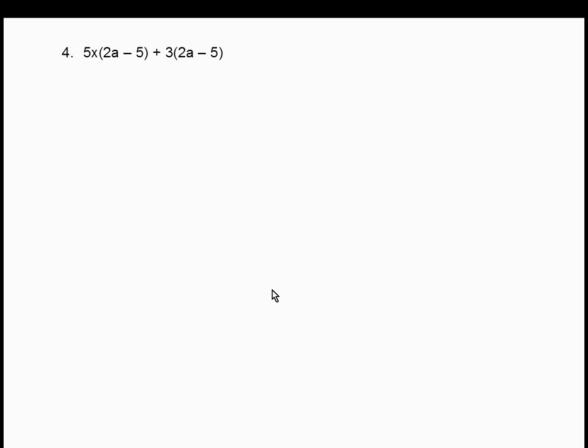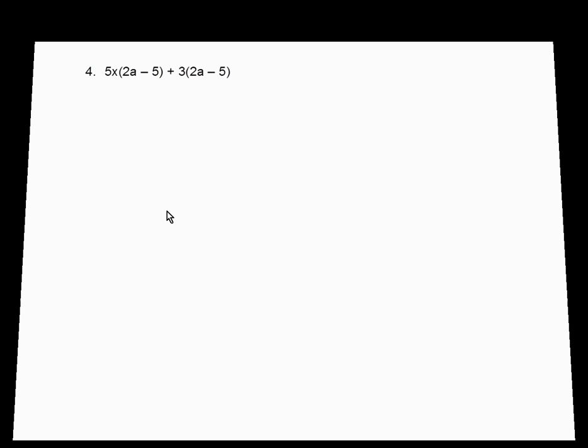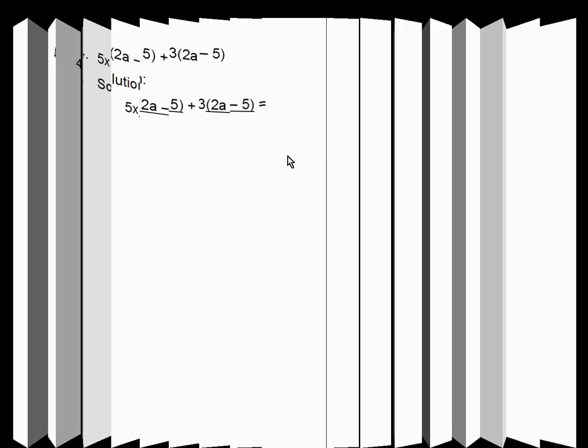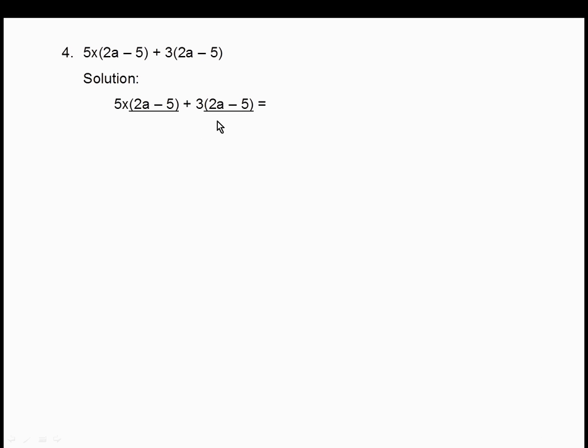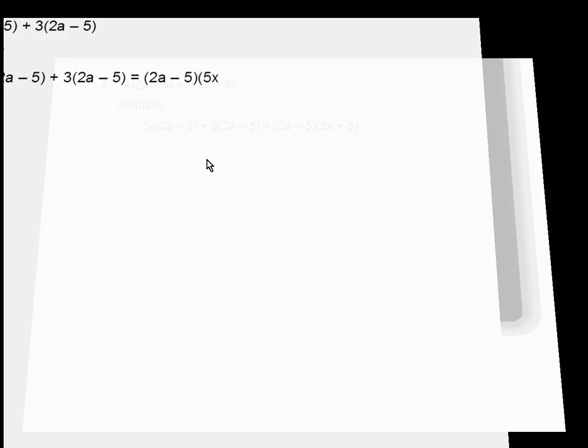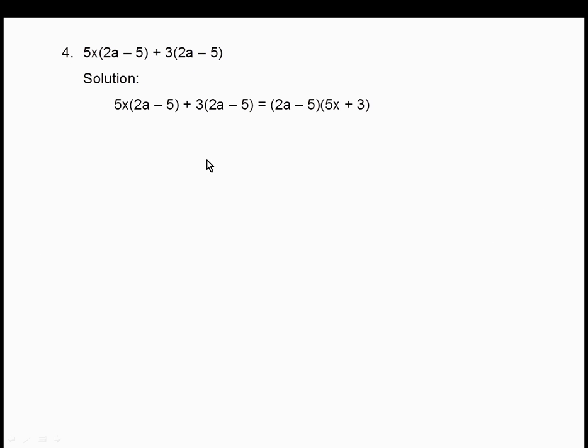Number 4. I've got 5x times 2a minus 5 plus 3 times 2a minus 5. Okay, I've got the 2a minus 5 in parentheses, and that's what they both have in common. So I'll put the 2a minus 5 in front. I've underlined it to emphasize it. When I factor out 2a minus 5, dividing the first term by 2a minus 5, I'm left with 5x. Dividing the second term by 2a minus 5, I'm left with the 3. So I'll be left with 5x from the first term plus 3 from the second term. And that's our final answer.